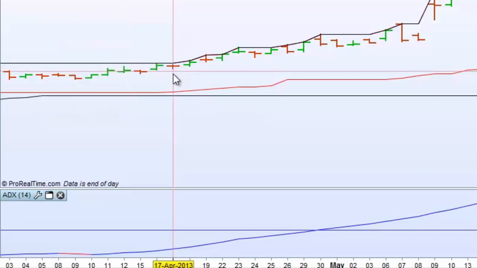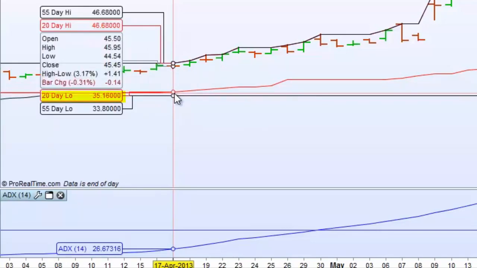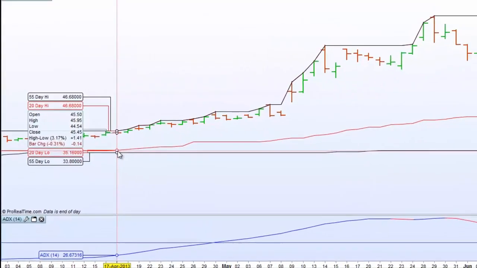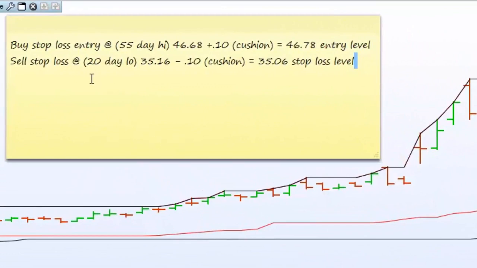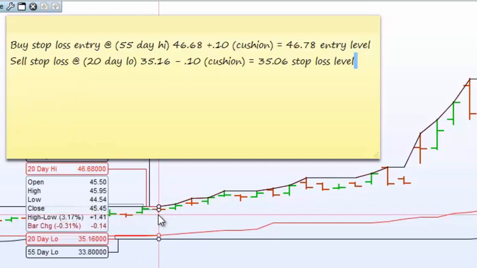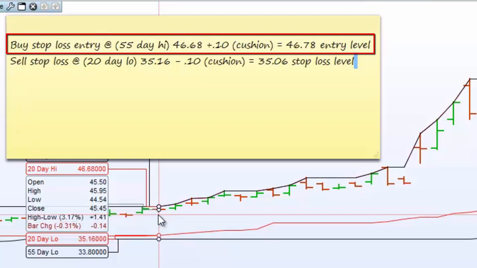And our stop loss will be the 20-day low on that day. Now on that day, the 20-day low is 35.16, which you can see to the left of the cursor. And we've got to take away the cushion on that level. So therefore, the stop loss level will be 35.06. So on the screen, you'll see I've written this all out to make it very simple. On this day, our buy stop loss entry would be the 55-day high at 46.68 plus the 10-cent cushion, which is 46.78.